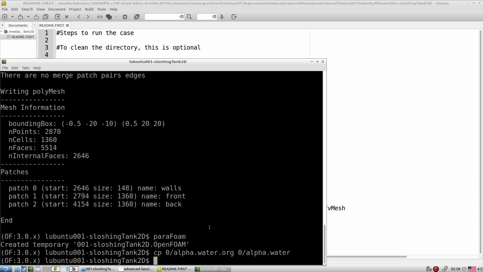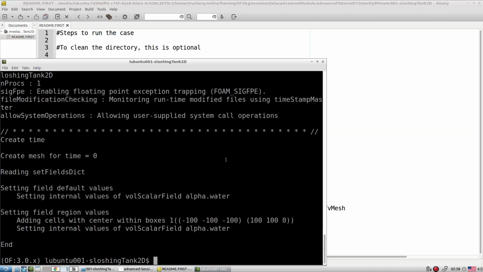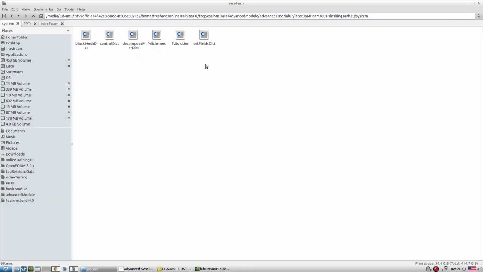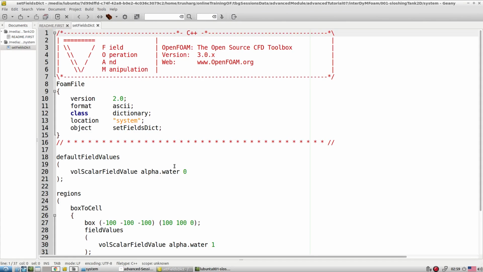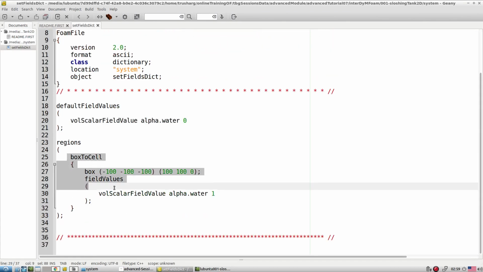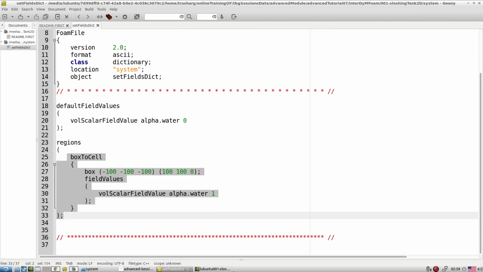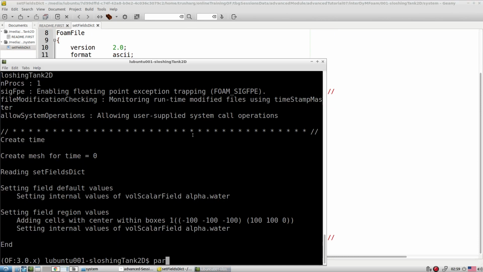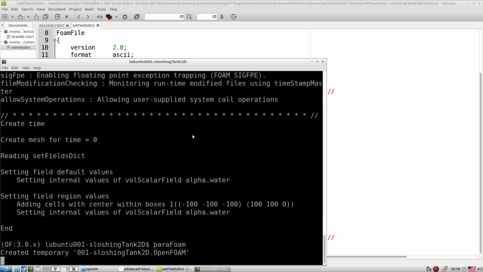But first let me run setFields. With the help of setFields, first understand what we are doing. Inside the setFieldsDict we say that by default everywhere alpha of water equals 0, but within this box we say alpha of water equals 1. When you do that, what is going to happen is something like this.